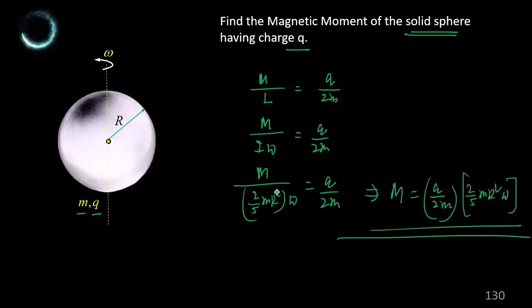There are some geometries for which I cannot calculate the magnetic moment directly. For those geometries, in order to calculate the magnetic moment, you can apply this concept: the ratio of magnetic moment to the angular momentum is nothing but the value Q by 2M. So that number is always constant. Okay.